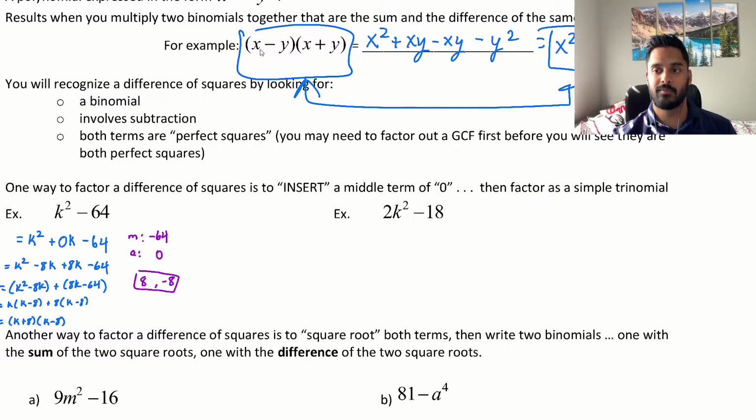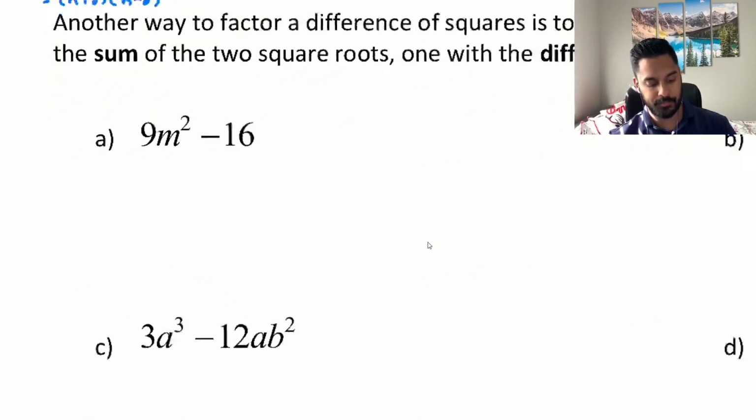So if you look at it, it's x squared minus y squared. The binomials have only x's and y's. That's where the square roots are coming from. Okay, so if we square root the first one, square root the last one, place them inside with different signs, we're done. So let's take a look at a couple.